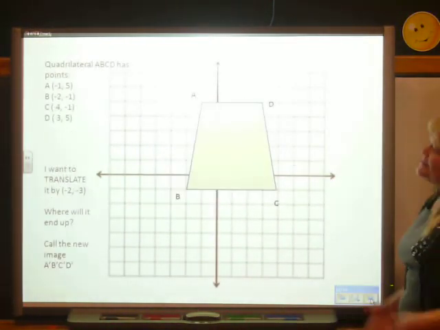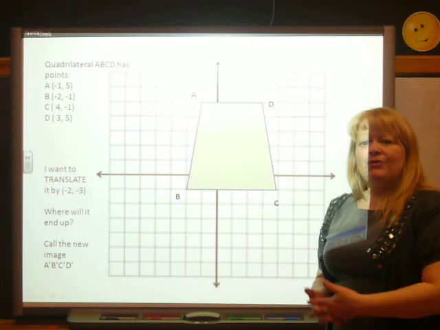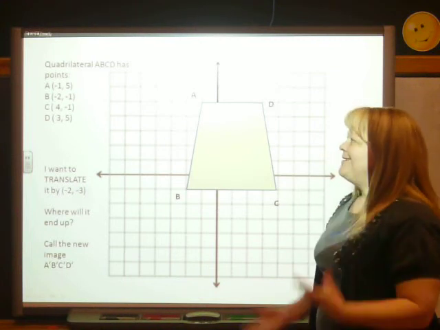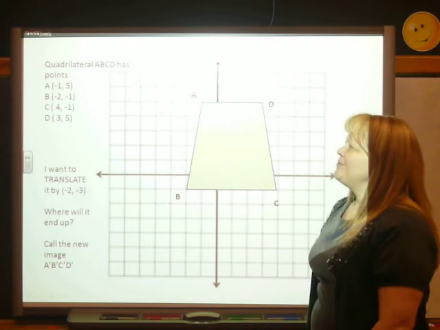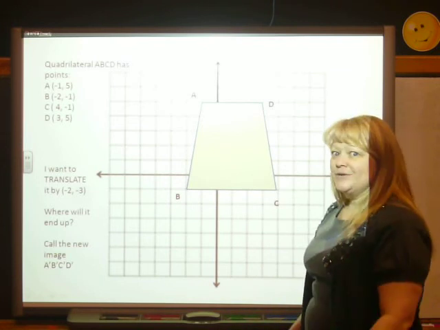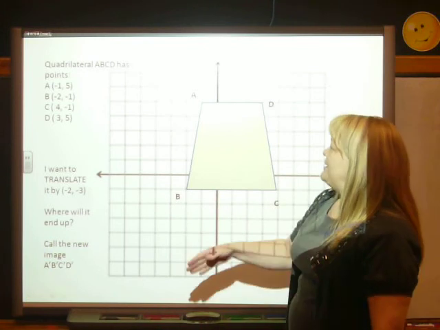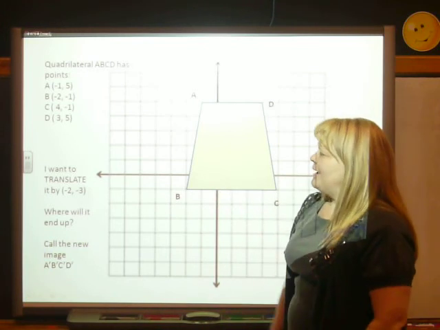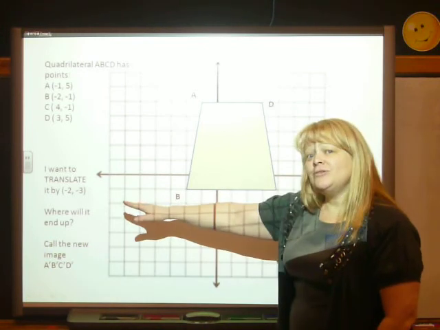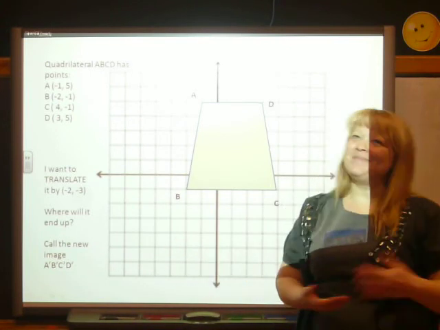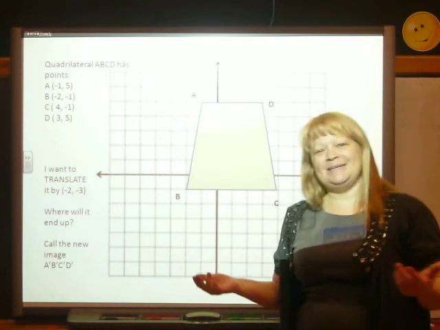Alright, so let's look at this quadrilateral. A quadrilateral is any 4-sided figure. Quad, like the quads that you ride around on with 4 wheels, quad meaning 4. So it is given A, B, C, and D. I'm going to translate it by (-2, -3). Where will it end up? We're going to call the new figure A prime, B prime, C prime, and D prime.